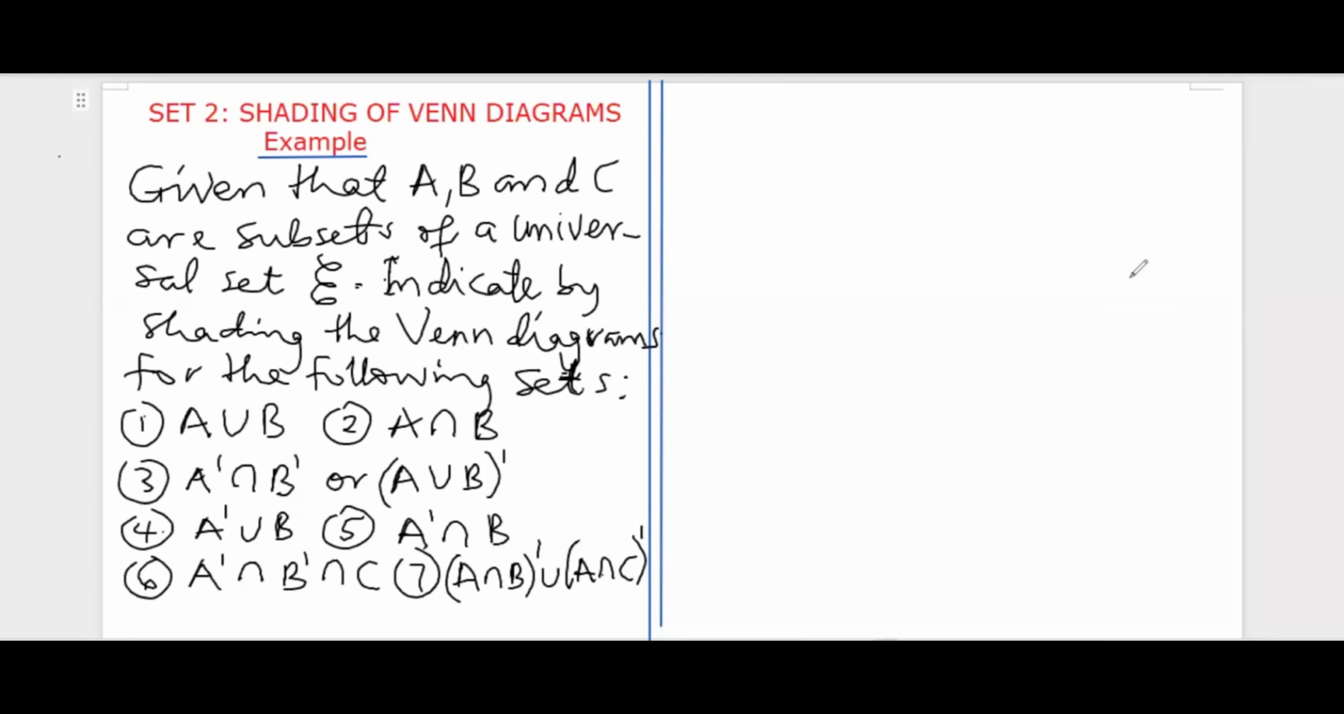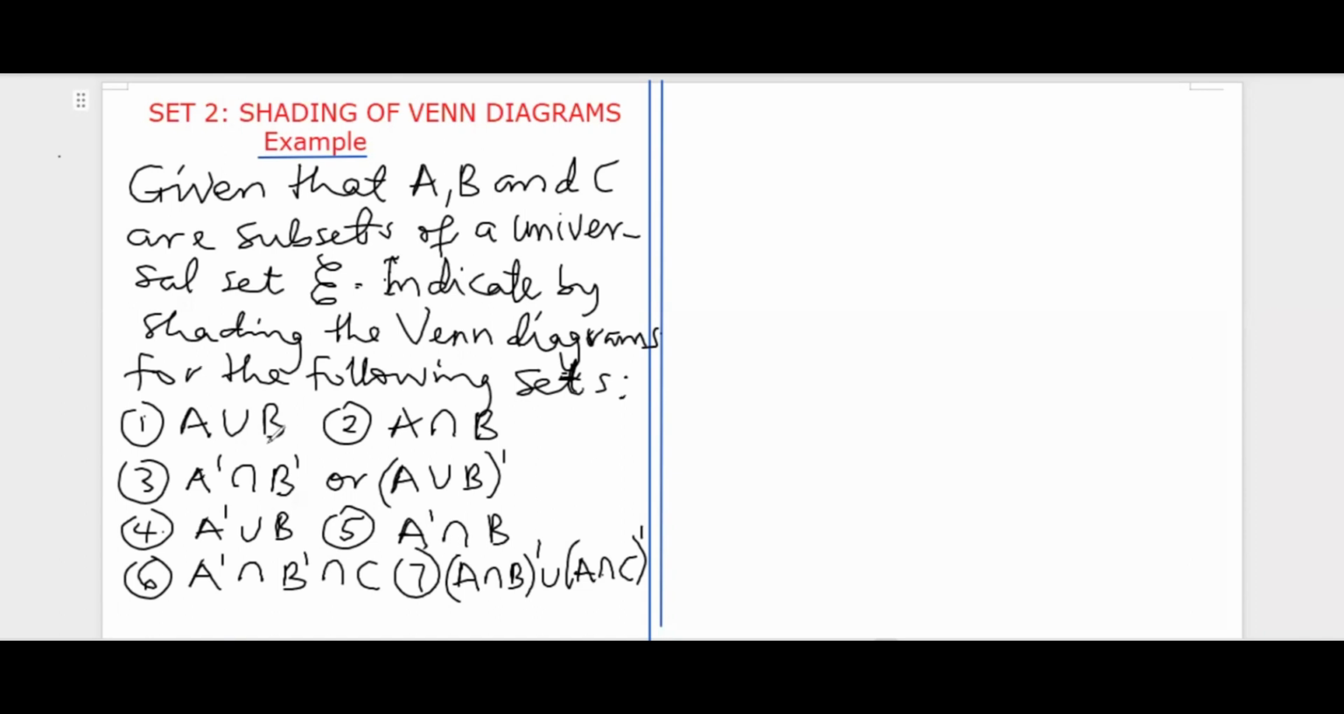It's not uncommon for examiners to give us sets in Venn diagrams, and they want us to shade particular region or regions that indicate certain subsets or addition of two or more sets. So what we quickly do is, for example, here we have that A, B, and C are subsets of a universal set, and we have to indicate by shading the region shown by A union B.